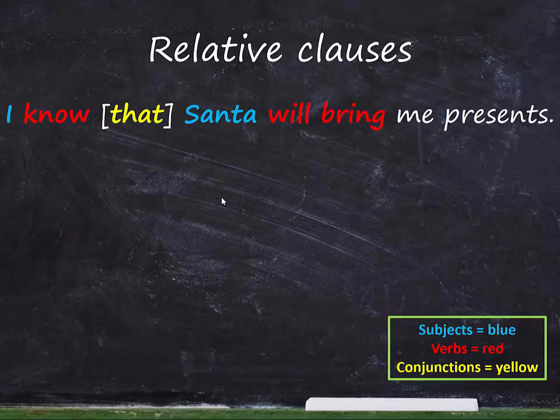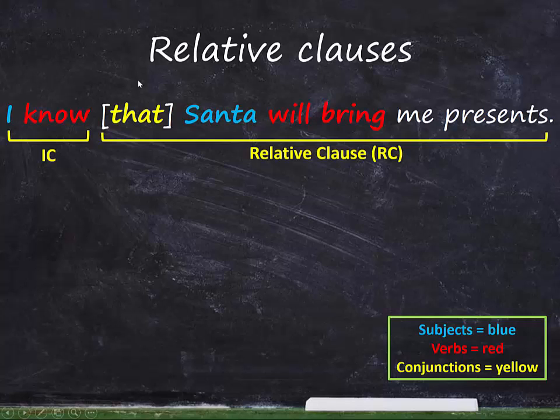First example. I know that Santa will bring me presents. This should be pretty easy to see by now, at least with the color coding. Independent clause here, and then relative clause here, beginning with the relative pronoun that. But remember how the word that can be left out? That's why I put square brackets around it. Let's read the sentence again without the relative pronoun. I know Santa will bring me presents. Sounds okay, doesn't it? We leave that word out all the time.